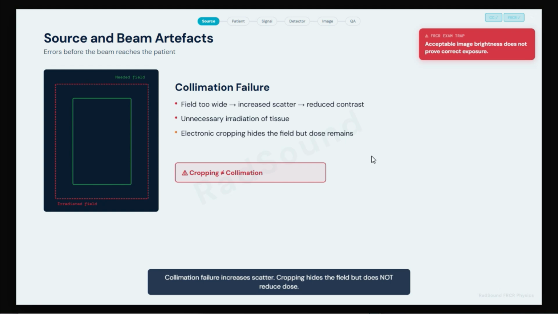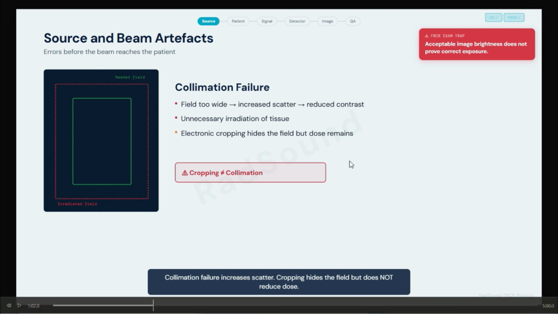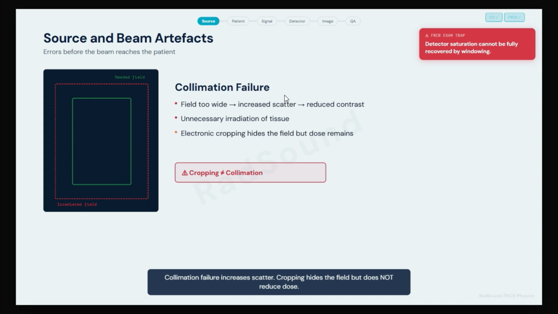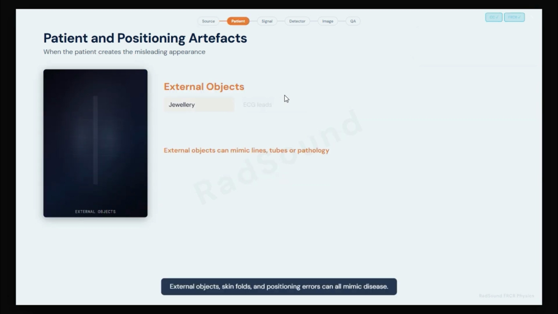Prevention of such errors in the department includes training on correct exposure, correct collimation practice, and light field verification before exposure. Mostly you can just verify the area before exposing the patient, and quality assurance will also prevent such errors. So we are still moving from the source. Let's see what will happen if we get problems or artifacts at the patient level.